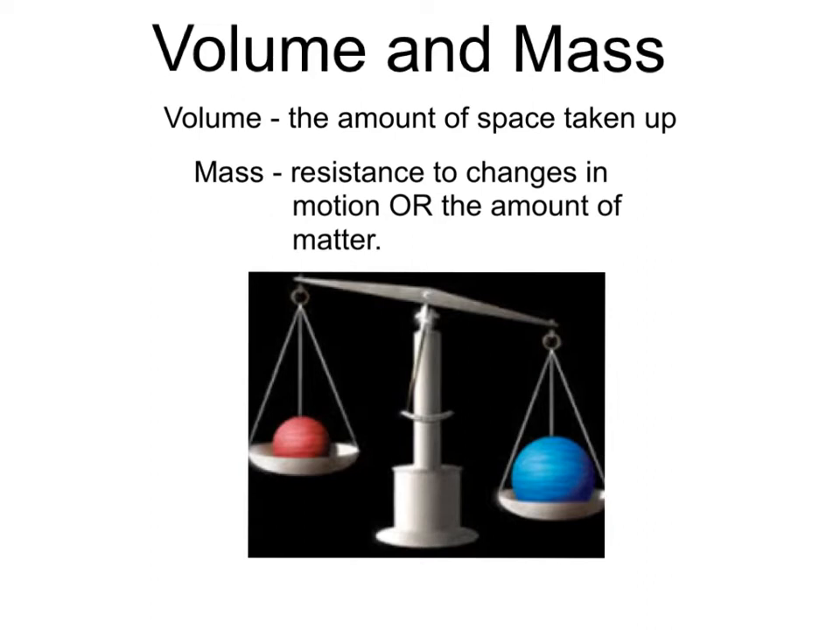The reason there are two definitions is that the second one, the definition of mass as the amount of matter, conflicts with the definition of matter, which is anything that has both volume and mass. So then you're going in a circle. You can't have two definitions that use each other to define each other. So that's why we came up with a second definition for mass.